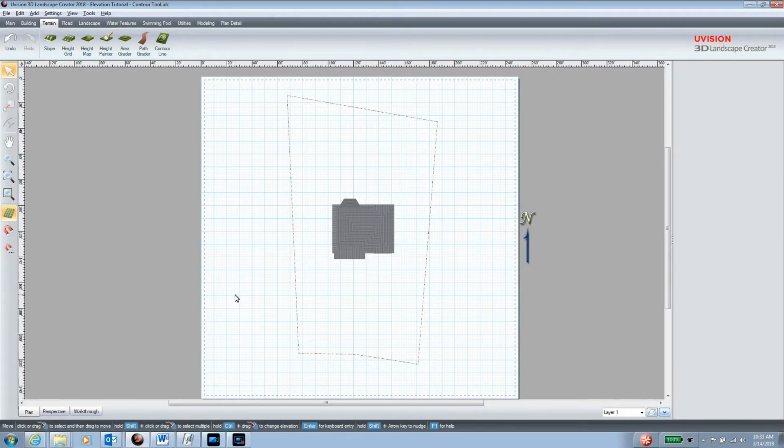Even if you don't have a fancy grading plan produced by a surveyor for your particular lot, you can still use contour lines in a very simplistic way in order to establish the grading of a particular property. So let's take a look at this property here. We've got our house in the middle. Make sure your house is grouped before you start this, that all the components are contained.